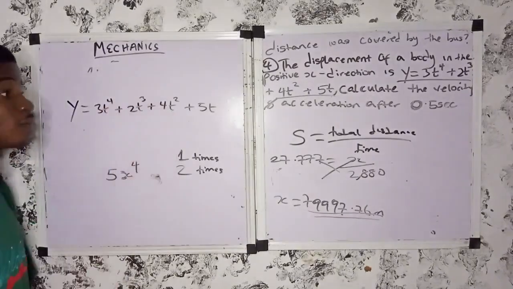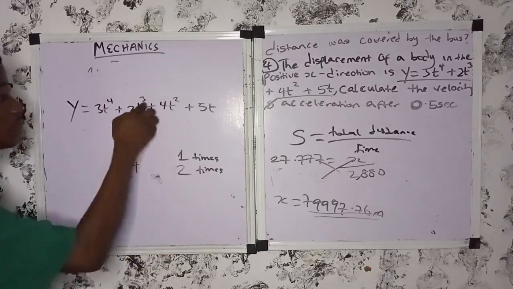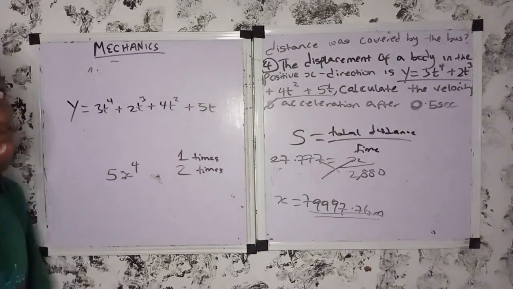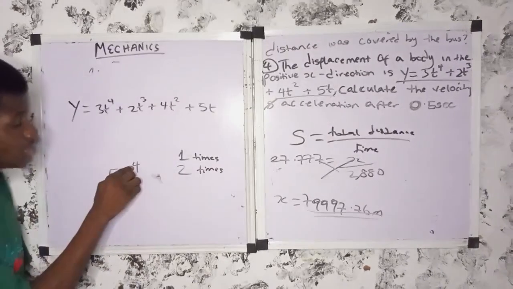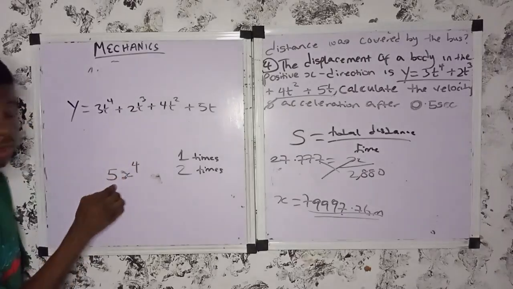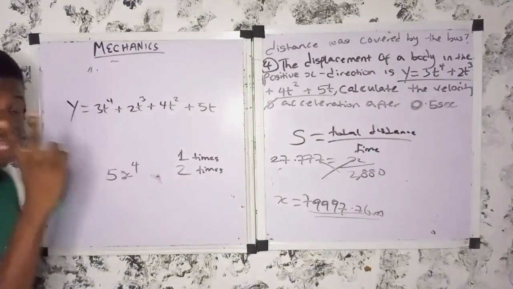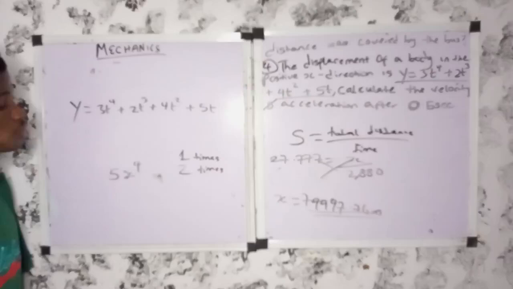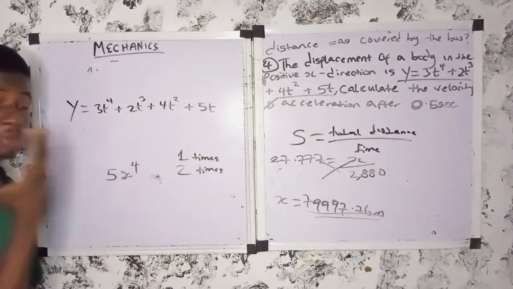Okay, this question is coming from the power rule, because look at the powers here. So how are we going to differentiate? This is how to differentiate using the power rule. You multiply the power with the coefficient of x. I'll give you two important notes to take under this part, on how to differentiate using the power rule.